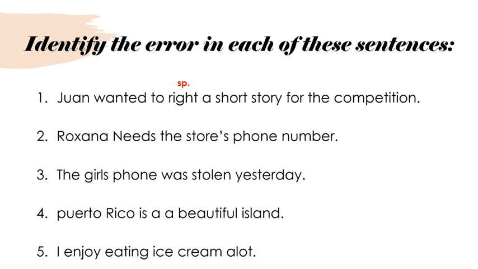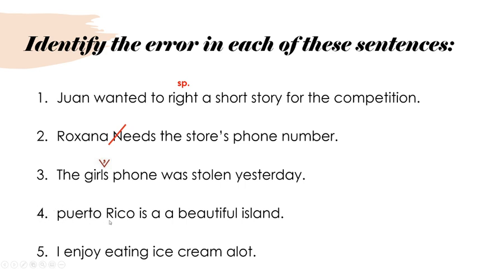In the next example, it says, Roxana Needs the store's phone number. If you said that the word that needed to be fixed was the word needs, you would be correct. The word needs is a verb. It is not a proper noun, and therefore it should not be capitalized. Do you remember which symbol should go here? This symbol means you need to make this letter lowercase instead of capitalized. Example number 3 says, the girls phone was stolen yesterday. If we're talking about a phone that belongs to the girl, then what we're missing here is an apostrophe to show belonging.